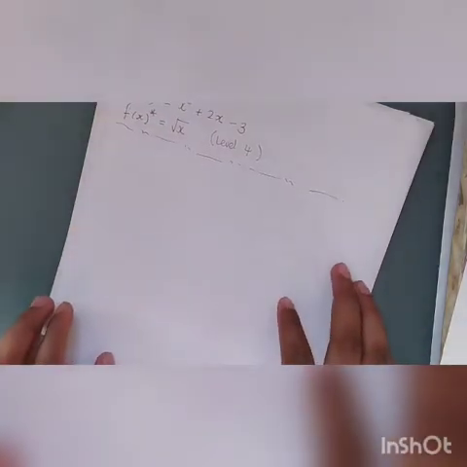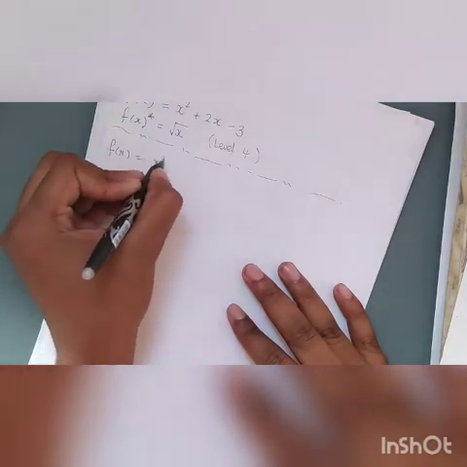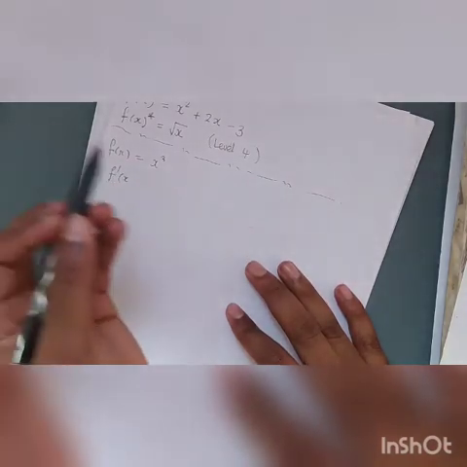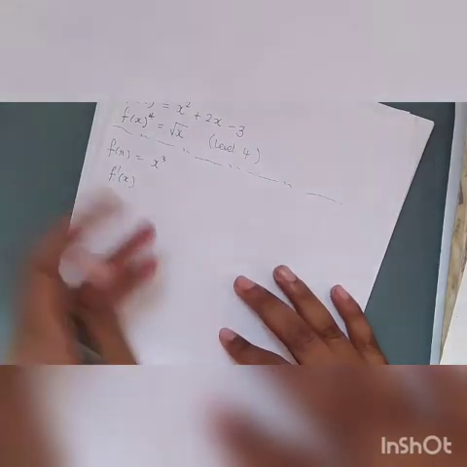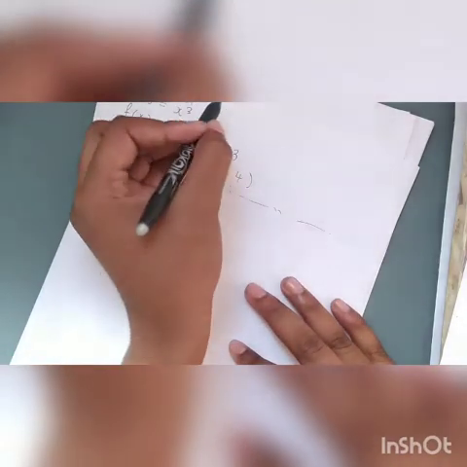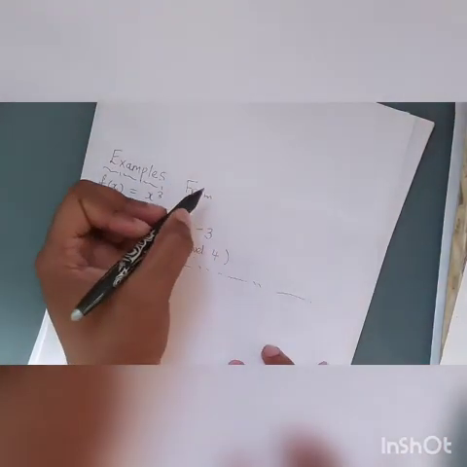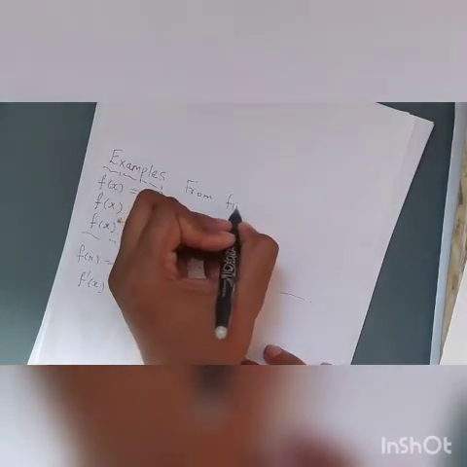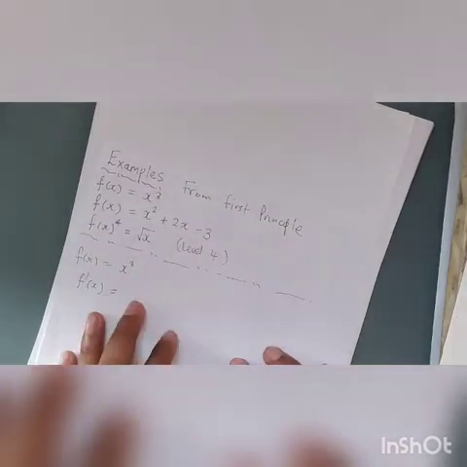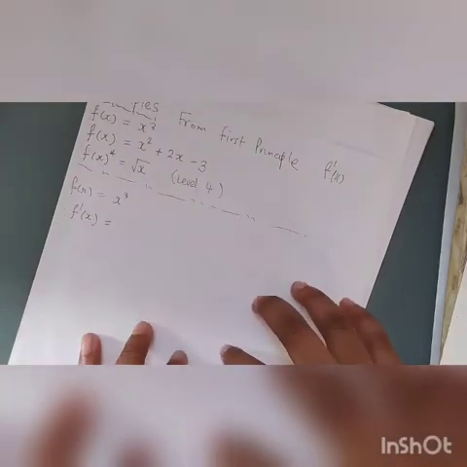So for the first one, our f(x) is equal to x to the 3. We want to find our gradient function from first principles. I forgot to write that. So we're finding our gradient function from first principles.